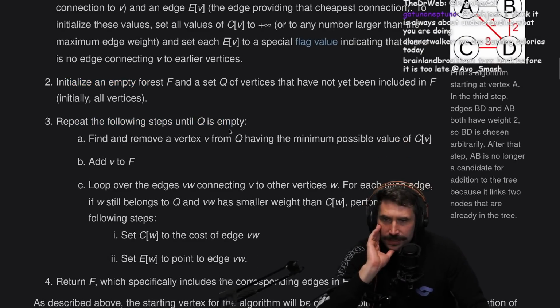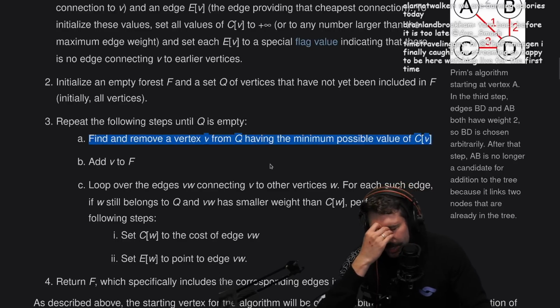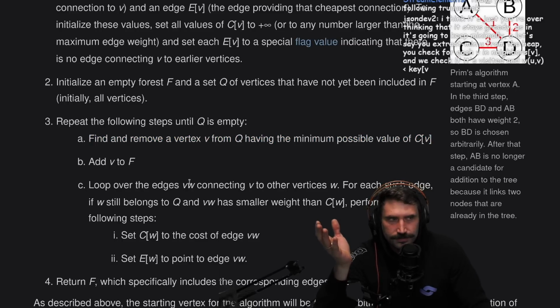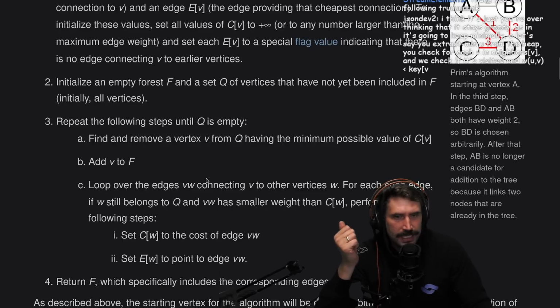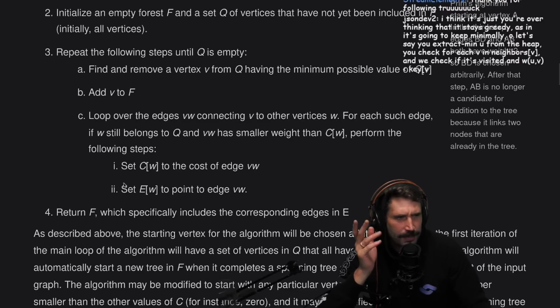Repeat the following steps until Q is empty. Find and remove a vertice V from Q, having the minimum possible cost. Okay, so this is where having that binary heap is so important. But you need to be able to have a binary heap which has update, right? Not all binary heaps have update. You have a min heap with update. Yeah. Hell yeah. All right. I think that makes sense.